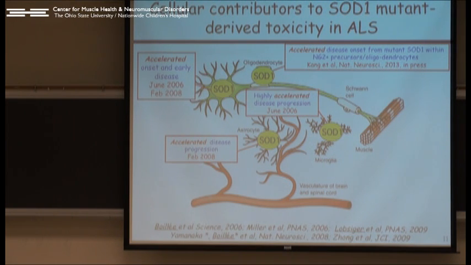New work that has come out from Jeff Rothstein's laboratory is showing that oligodendrocytes have also been involved and that they accelerate disease onset from mutant SOD1 within at least the NG2 positive, an early precursor of oligodendrocytes. So oligodendrocytes appear to be involved not only in onset, but also progression of the disease. Despite muscle having significant atrophy in the mouse model of the disease, selective ablation of SOD1 in these cells had zero effect on disease onset or progression in the mouse model of the disease.